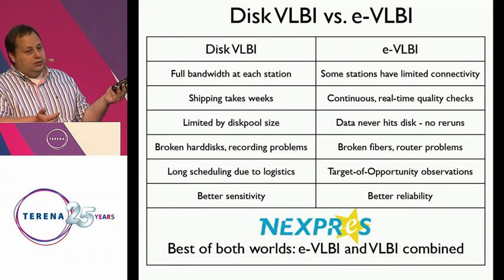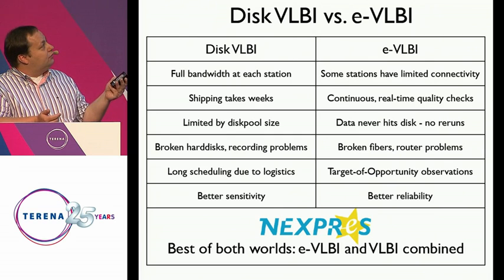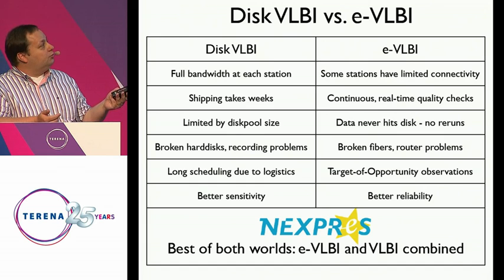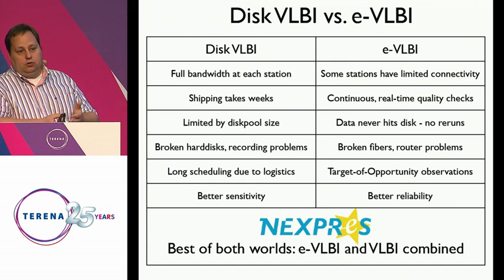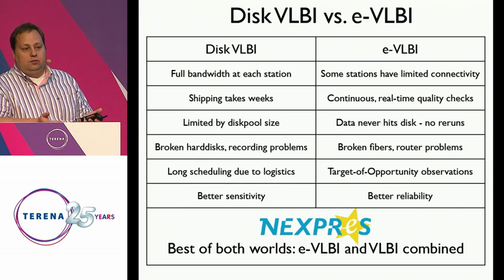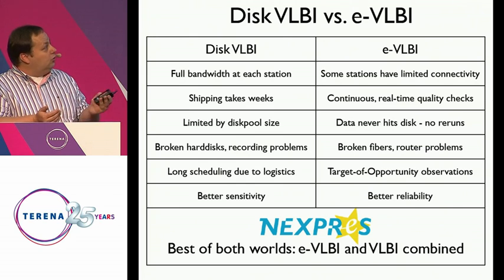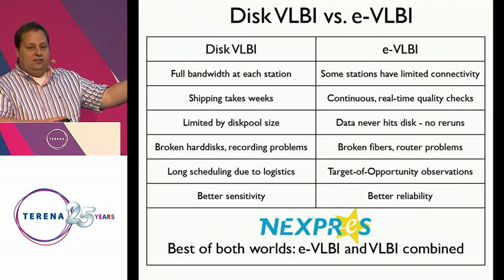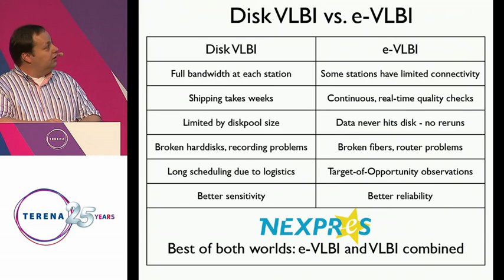Of course, both methods have their disadvantages. We have disks that end up broken or that we're unable to record, but we also have fibers that break, connections that go down, routers that are not cooperating just at the moment that you need them. So both of them have their drawbacks. For disk VLBI, we need to schedule long in advance in order to have enough disk capacity at the telescope for them to record on.